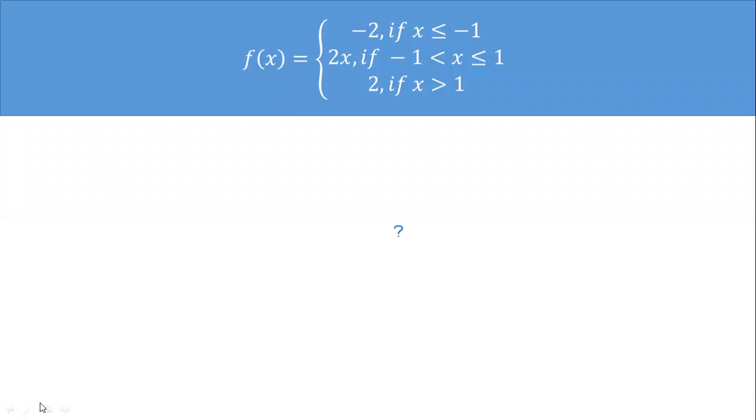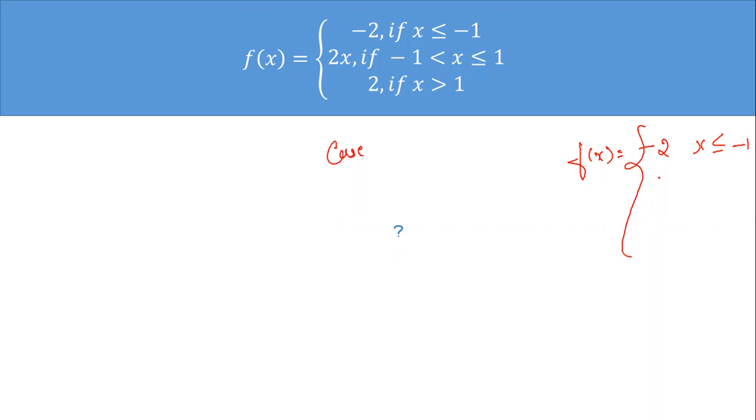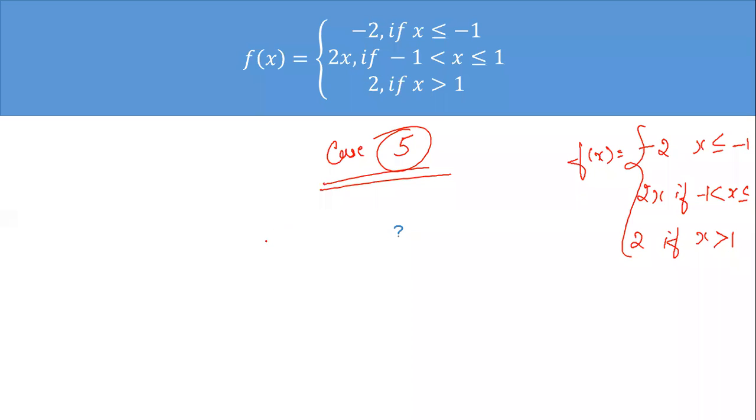You just tell me what the cases are. The rest of the things you will by now be very familiar with. If you have any doubt, you can tell me now. I can discuss one of those things. So how many cases does this particular function have? F of x is minus 2 if x is less than or equal to minus 1. It is 2x if x lies between minus 1 and 1, and it is 2 if x is greater than 1. So 5 cases. Okay, now you are very quick. Which are those 5 cases, students?